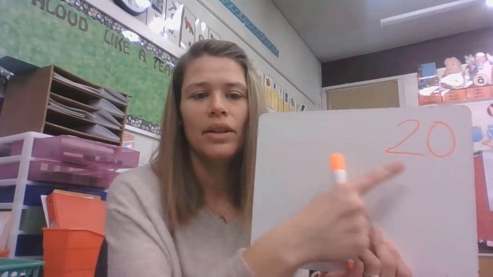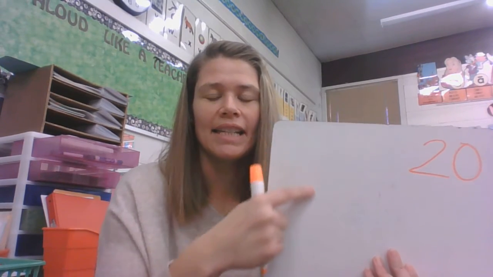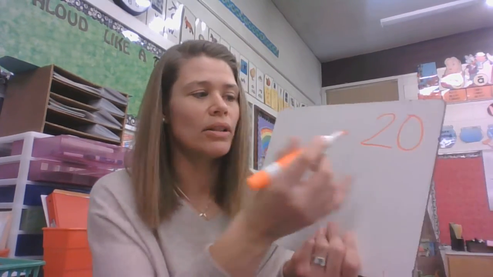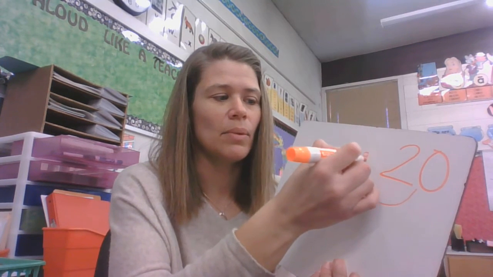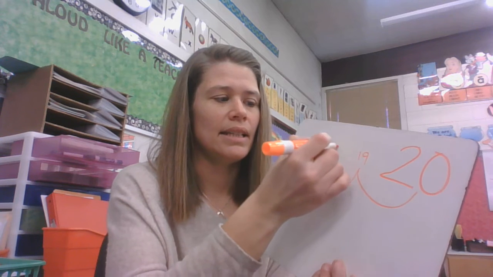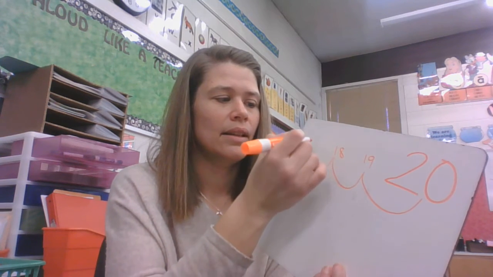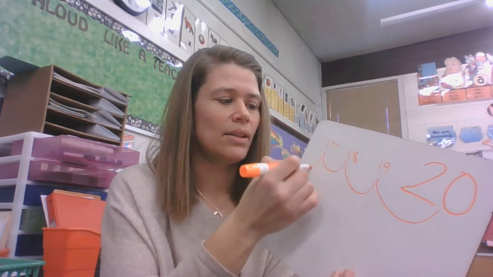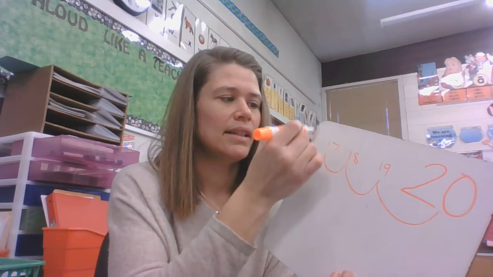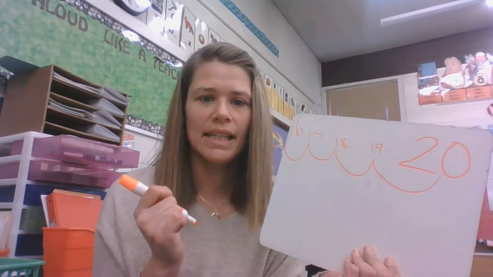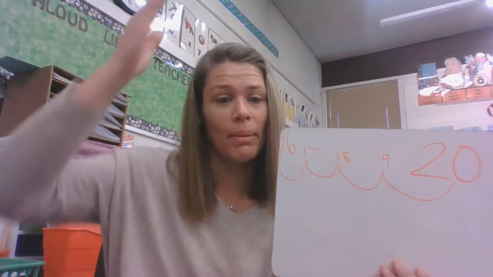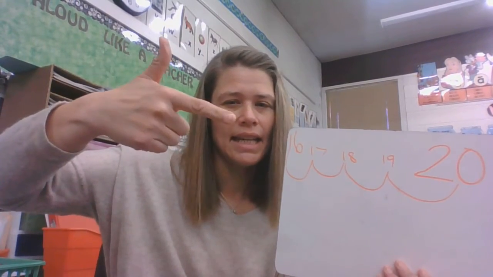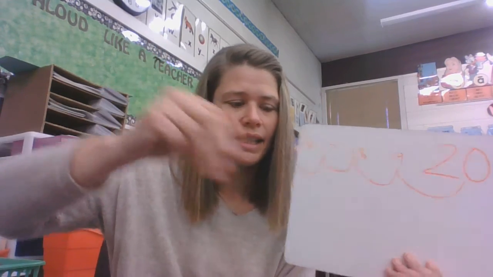Here's 20. What's 4 less? Remember, less, we are getting smaller. So here's 20. What's 4 less? That's 19. That's 1 less. 18 is 2 less. 17 is 3 less, so that means 4 less is 16. 16 is 4 less than 20. And we can count backwards too. Remember, 20, 19, 18, 17, and 16 makes 4 less.